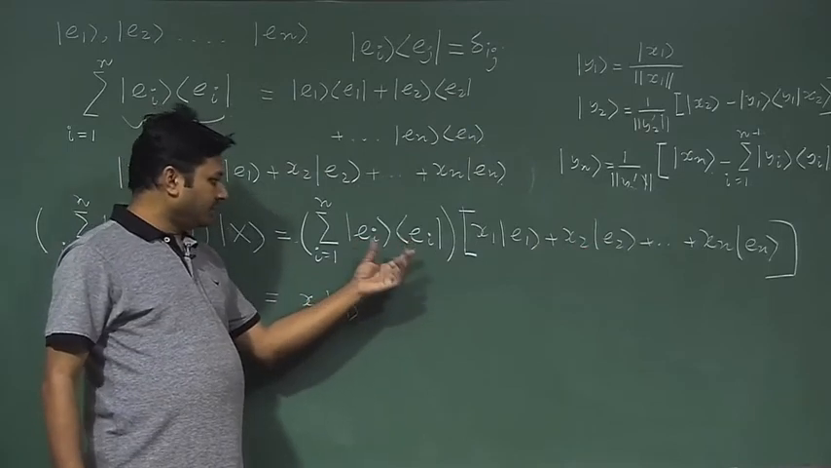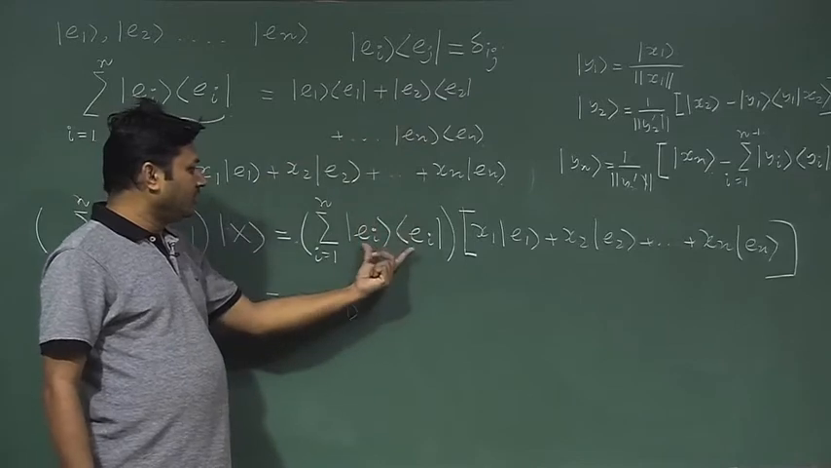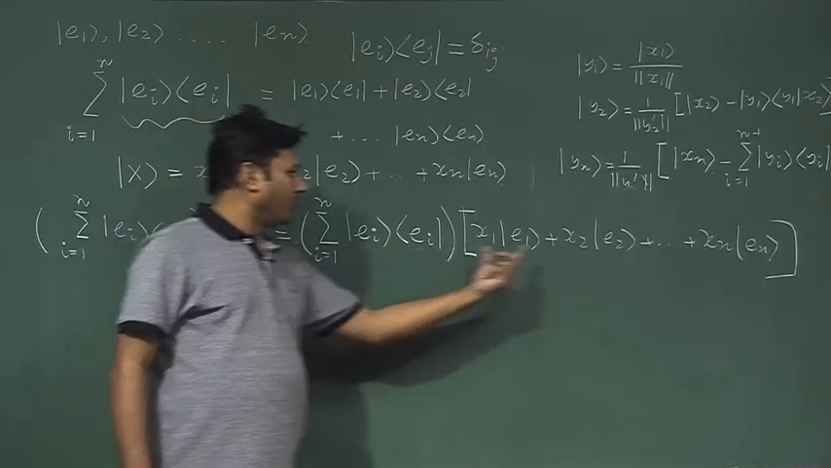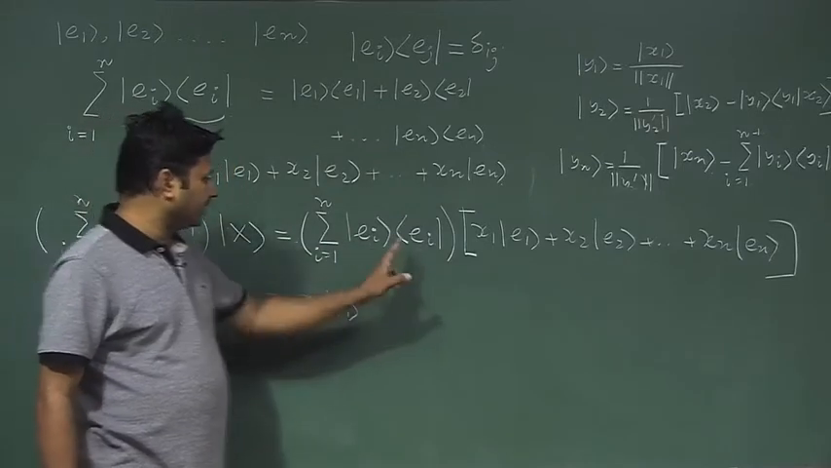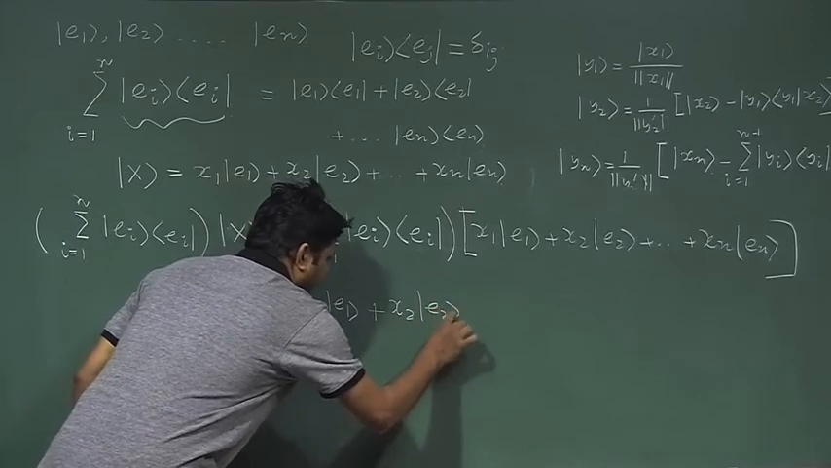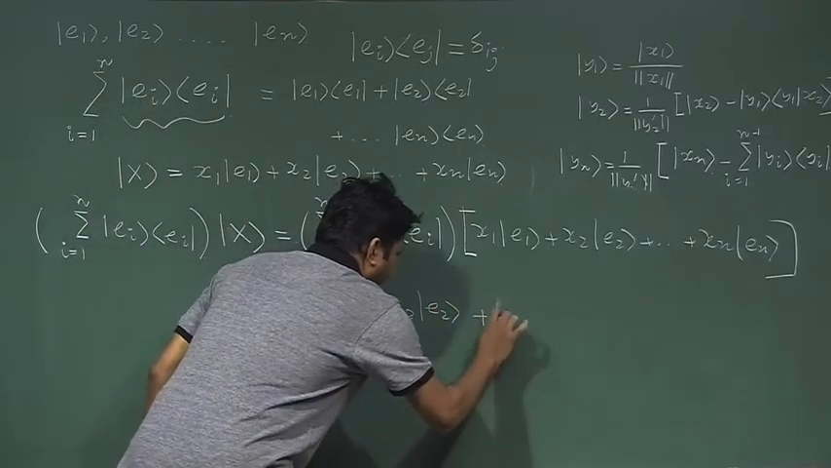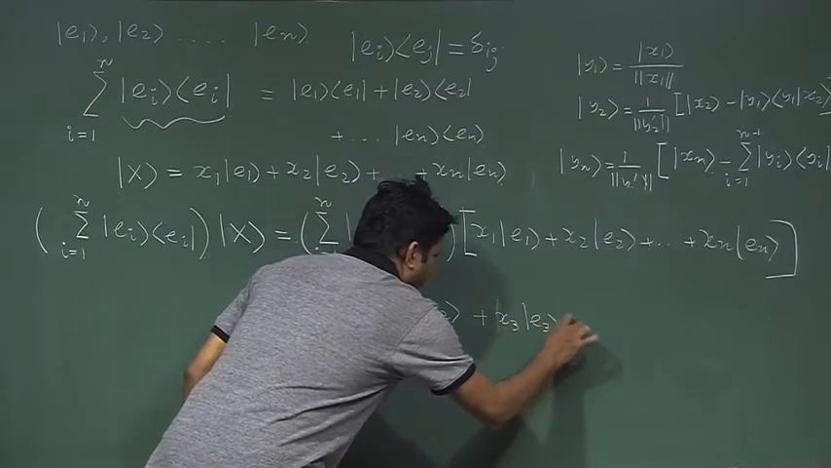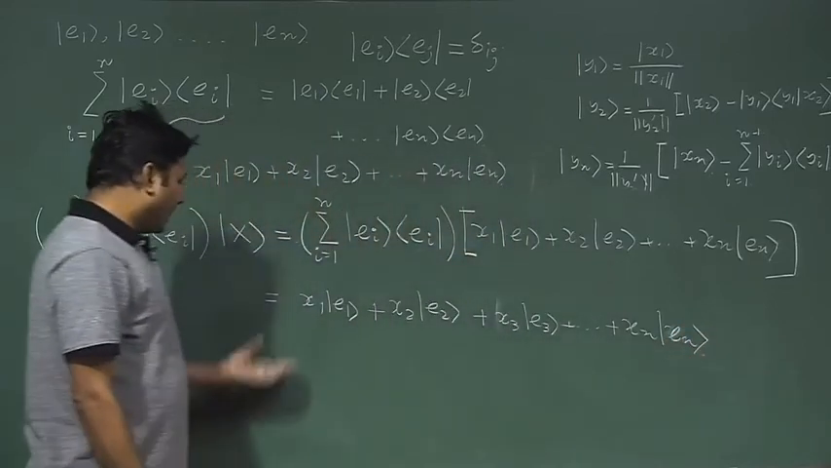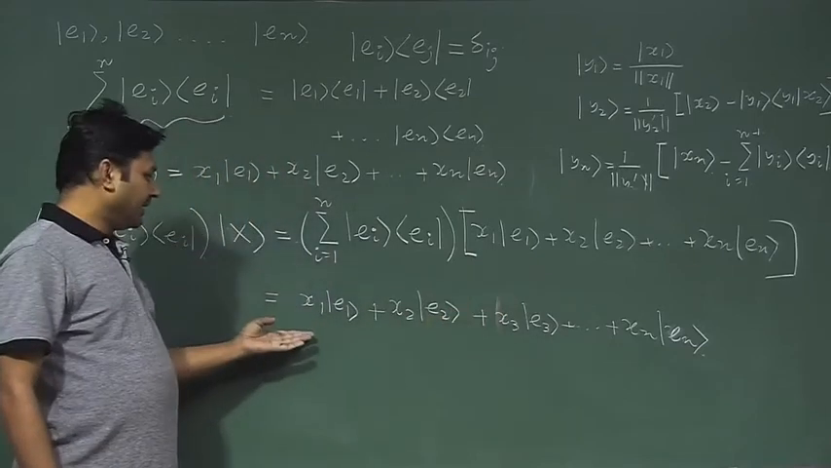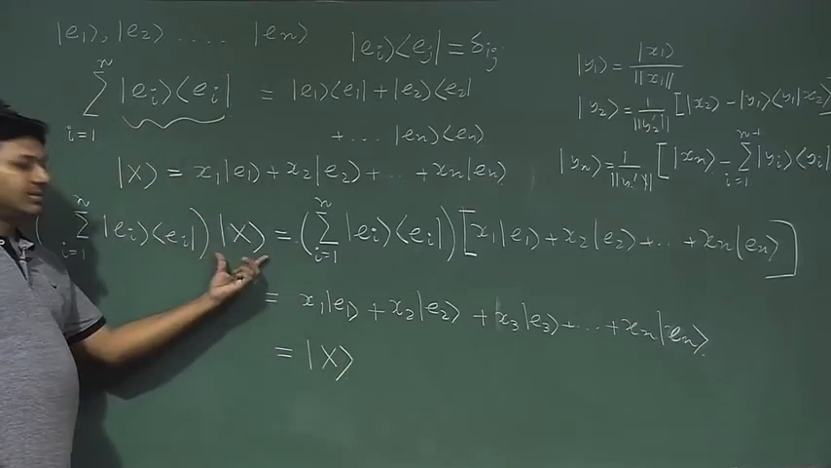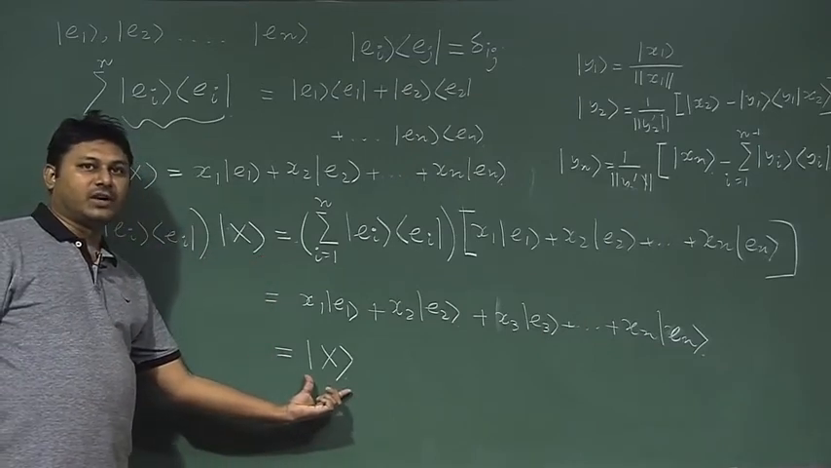The next term is e2 e2. So e2 e2, when I operate over this first term, it is going to vanish, because e2 and e1 give a 0 value. E2 over that gives 1, because this thing over this operation gives some non-zero value. So my next term will be something like this. In a similar way, my third term, which is going to survive, is something like this, up to n. So what essentially, after operating this over that, am I getting? My old vector x. So I operate a projection operator over x, and as a result, I am getting my old vector x.